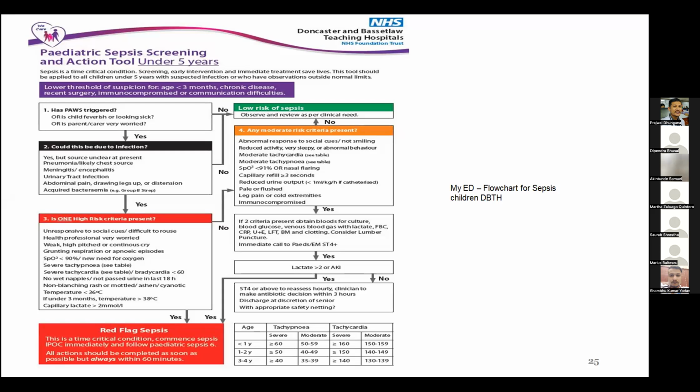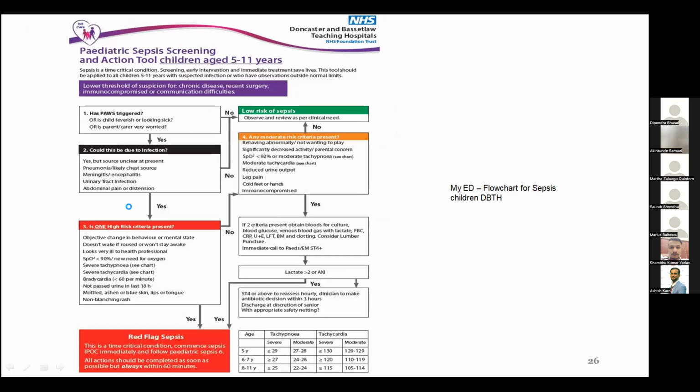If you go through everything, the difference here is the tachypnea and tachycardia definitions, which are given for less than 1 year, 1 to 2 years, and 3 to 4 years, so we can use this chart for under 5. Finally, if we think it is red flag sepsis, then we have to follow the pediatric sepsis 6, within 60 minutes or as soon as possible. For 5 to 11, it is the same, only the severe and moderate tachypnea and tachycardia rate numbers are different. If red flag sepsis, we activate pediatric sepsis 6 as soon as possible, always within 60 minutes.